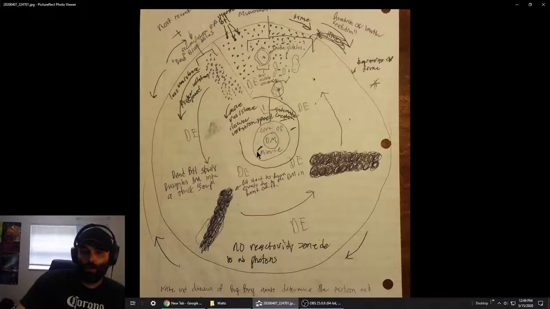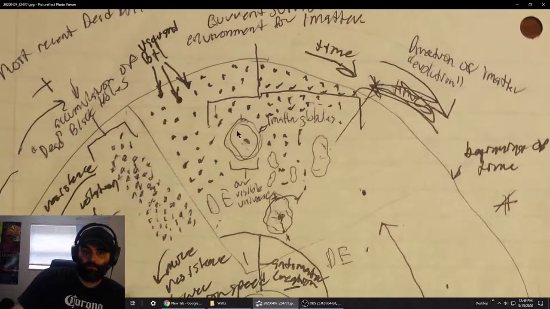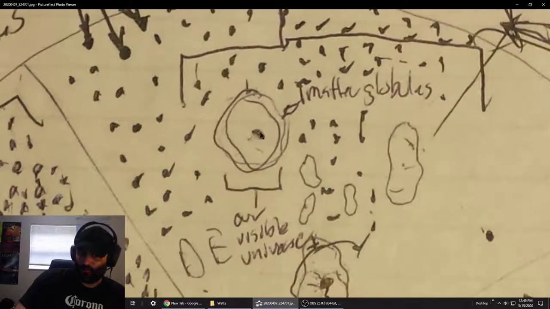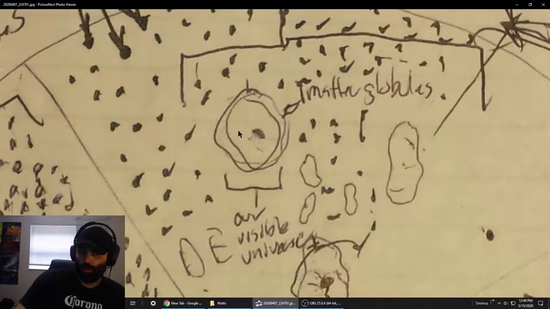Okay. This is what I call the interactive area of the multiverse. Each one of these little globules right here, these are singularities. Boom, boom, boom, boom, boom, boom. This is the edge of this. Let's say this is our universe. This is the edge of our universe. Okay. So this is the visible universe that we are in.